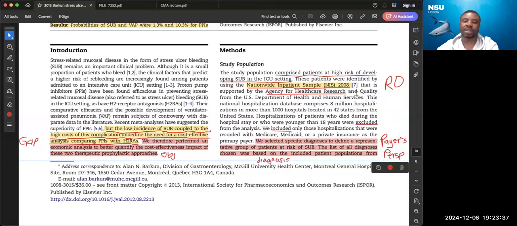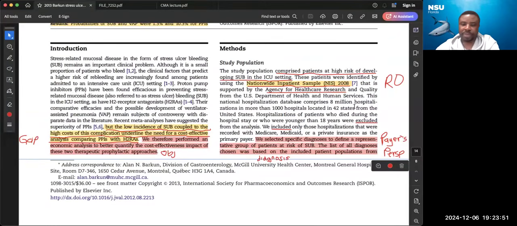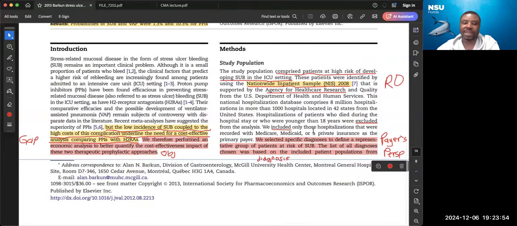So I'll go through the costing step, but I just want you to know that this is costing step 2. They had their data from the nationwide inpatient sample. They used the payers perspective because they used the perspective from Medicare, Medicaid, and then private insurance. So I've written here payers perspective to show that they were from the payers.